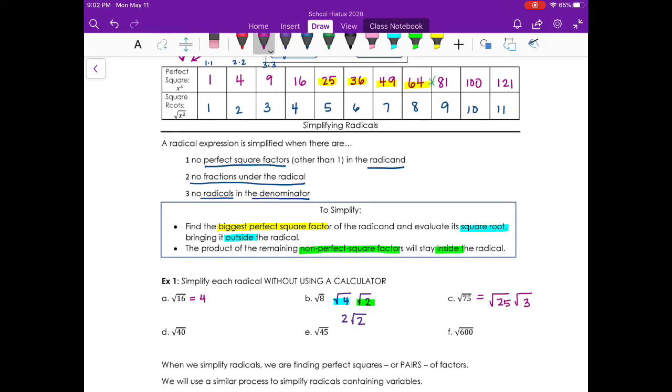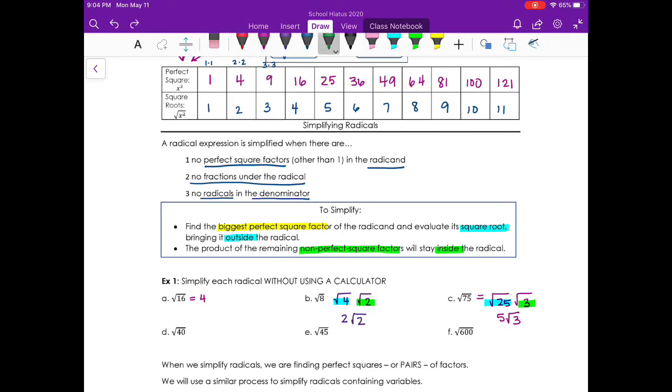Notice that I still have my radical symbols. I haven't taken the square root of either of these numbers yet. I've just split 75 into 2 factors that when I multiply them back together gives me 75. The perfect square number is 25. I'm going to take the root of that number and bring it out. So the square root of 25 is 5. And then the non-perfect square factor, 3, will stay inside the radical, giving me 5 radical 3.